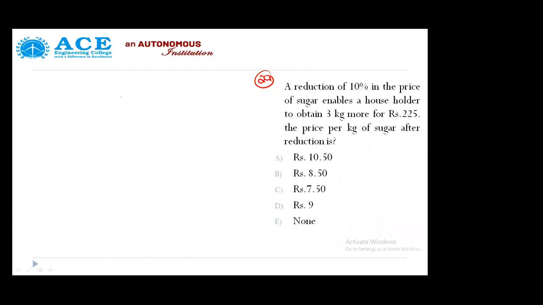A reduction of 10% in the price of sugar enables a householder to obtain 3 kg more for rupees 225. The price per kg of sugar after reduction is, or new price, they're asking. Sometimes they'll ask you new price per kg or price after reduction. Excellent, Moink Agarwal. Bhushan, wrong answer. Moink Agarwal, correct. Guys, read the question carefully.